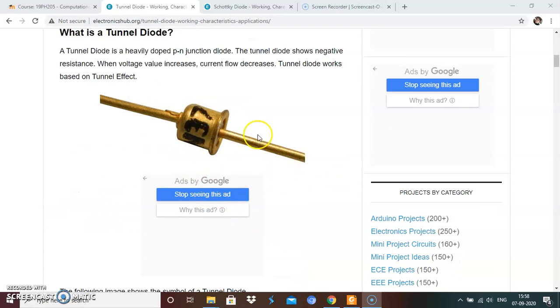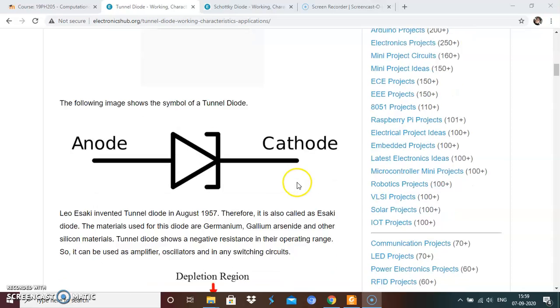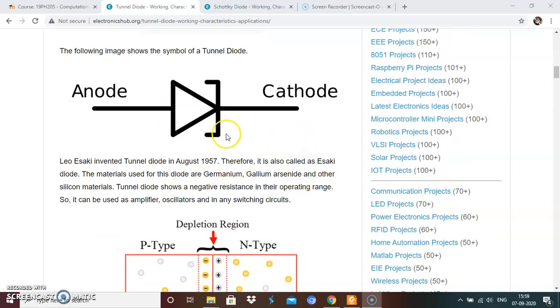So this is the tunnel diode. This is the schematic diagram for the tunnel diode. This is the anode, the positive electrode. This is the cathode, the negative electrode. It is made up of silicon, germanium, gallium arsenide, etc. The tunnel diode shows a negative resistance in its operating range. The tunnel diode is used in amplifiers, oscillators, and switching circuits.